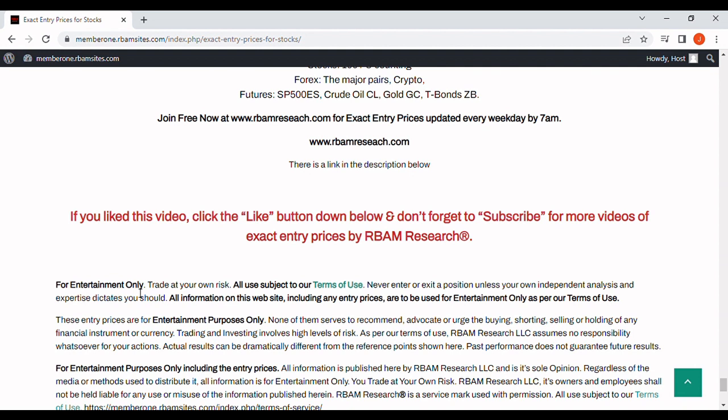And everything you've heard and seen on here, including entry prices, are for entertainment purposes only. It's all in our opinion, and you definitely trade at your own risk.